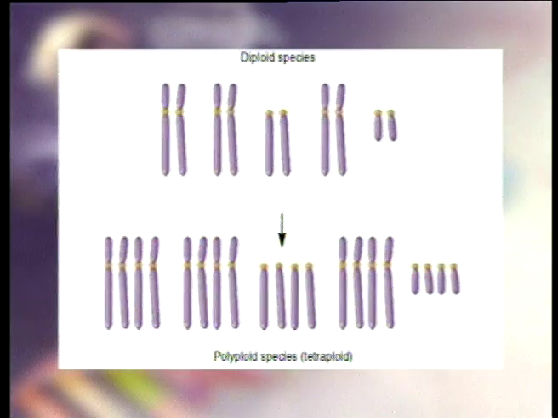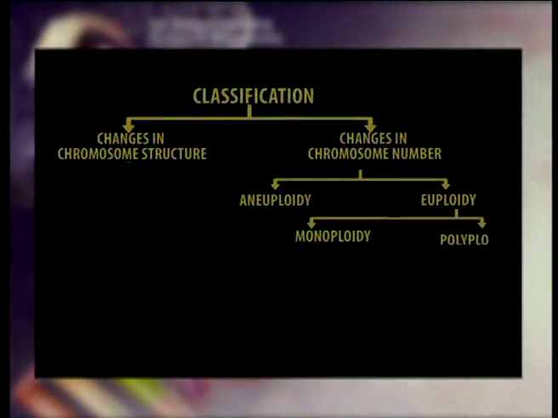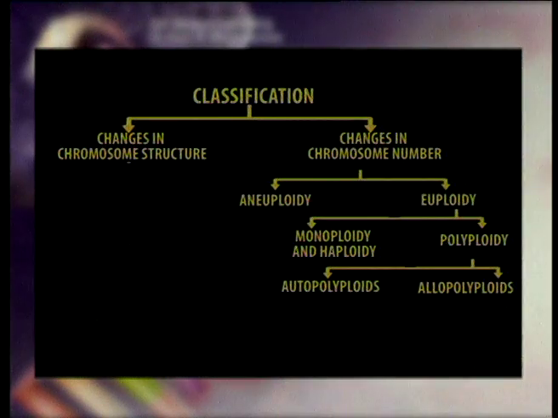Now, the other form of change of chromosome number is the increase or decrease of the number of sets of chromosomes. This is called euploid variation. Euploid variations are designated with reference to the diploid state. These variations may be grouped into 2 broad categories, that is monoploidy and polyploidy.